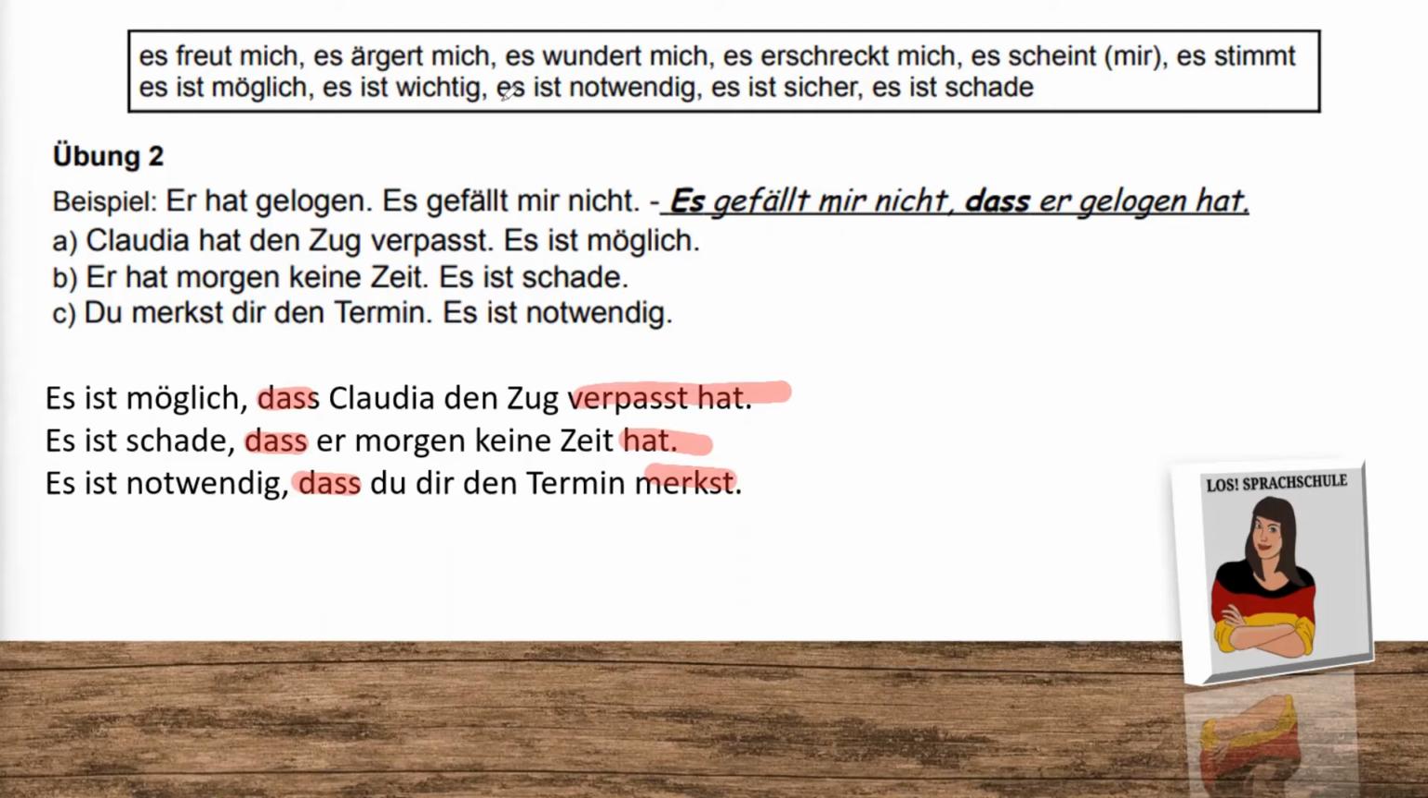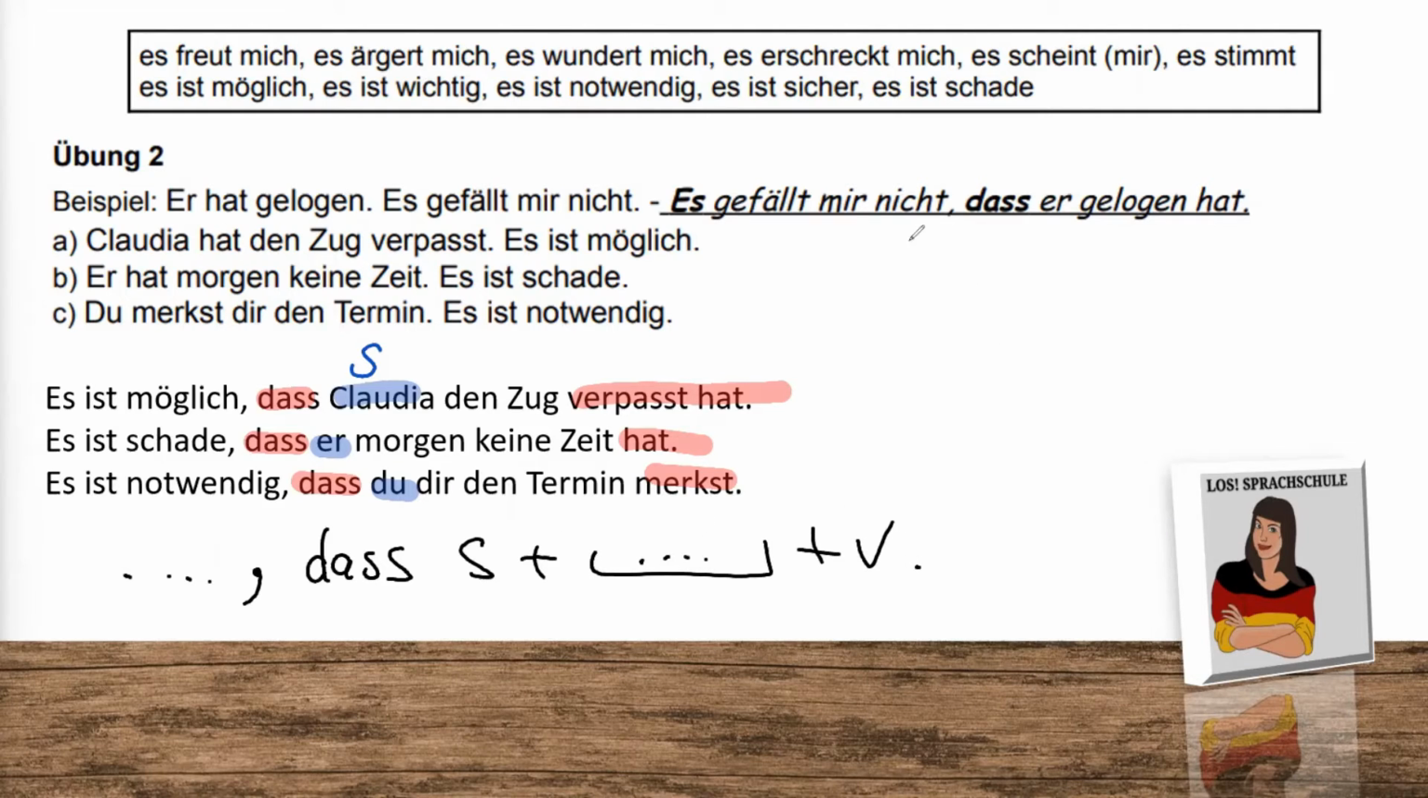So, talking about position, we have here dass, then we have the subject here in blue, then we have additional information, we have object, we have time, whatever we want to put, and at the very end, we have the verb on the final position. This is what we have to remember for this kind of construction. Something, something, comma, dass, subject, additional stuff, and verb.